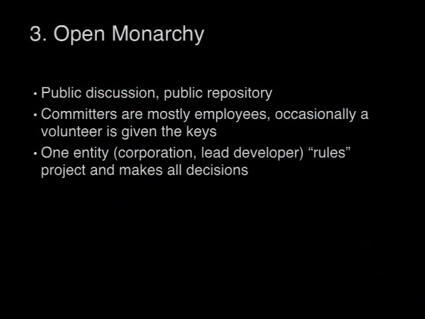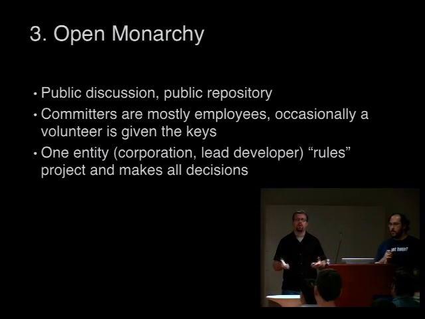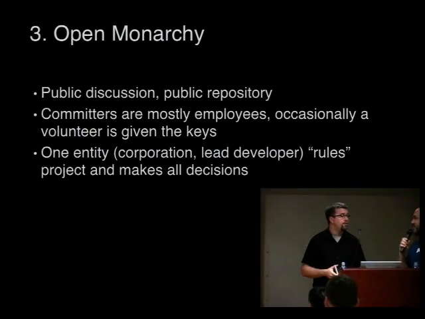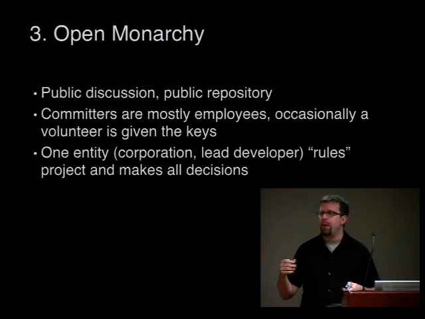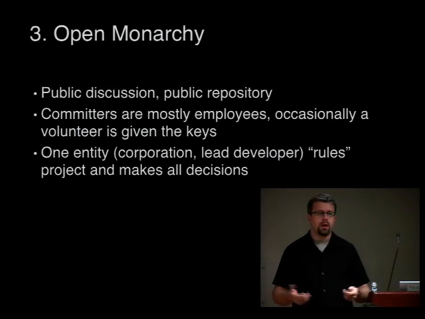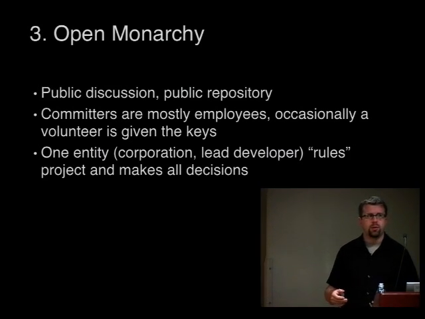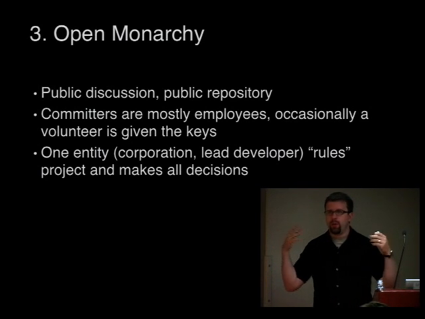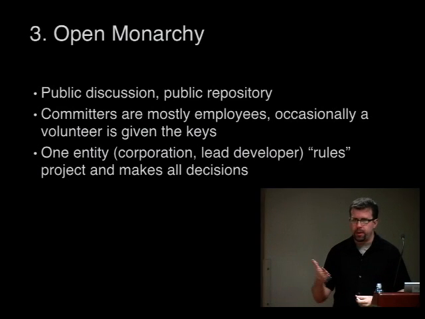So this Open Monarchy development is where you have a public discussion and public repository. Your committers are mostly employees, but every once in a while, you'll give a volunteer the keys. Someone outside of your company will get commit access, if they're really extraordinary. And one entity, and typically in this case, we're talking about one lead developer, your project lead in the company, rules the project and makes all the decisions. So it's a very top-down organization. The decrees come from on high from this one person, and everyone else is sort of implementers and doers.